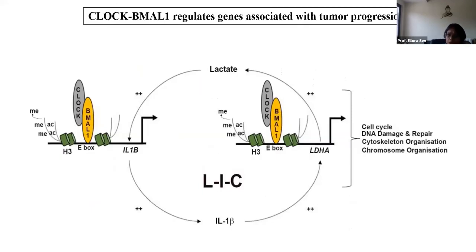To simplify this, what we are showing is that binding of clock and BMAL1 on the E-box involves a lot of chromatin remodeling going on at this E-box site, and it results in the expression of lactate dehydrogenase and release of lactate. And again, through the release of lactate, it facilitates the release of IL-1. So we are talking about a cycle. There's a feed-forward loop that is continuously going on to maintain a certain level of IL-1 and lactate dehydrogenase, which ensures that the cell cycle, DNA damage, cytoskeletal organization, chromatin organization, everything is maintained at a level sufficient to keep the glioma in a state of proliferation. So these are the events.